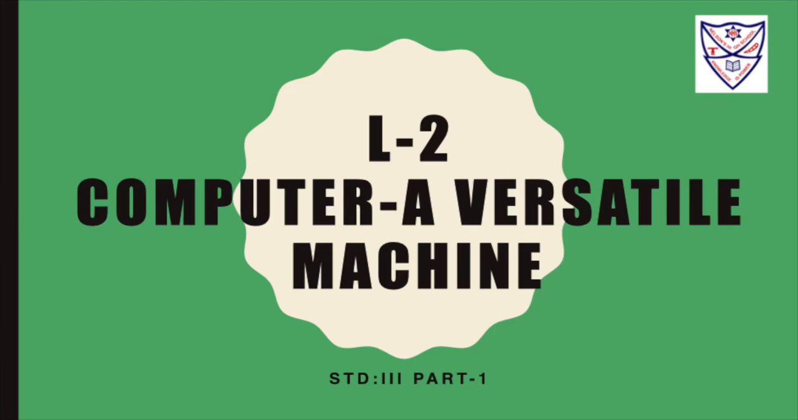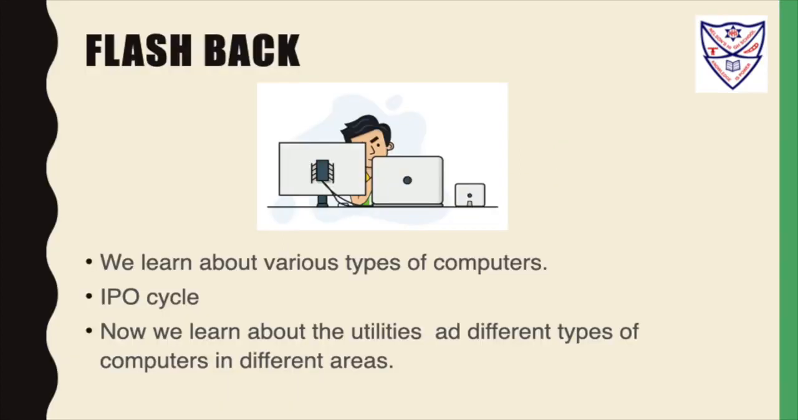Hello everyone, let's begin with lesson number 2, that is computer, a versatile machine. Firstly, let's start with what we already know about computers. We have learned about different types of computers. We have learned about the input process and output cycle, also known as the IPO cycle.